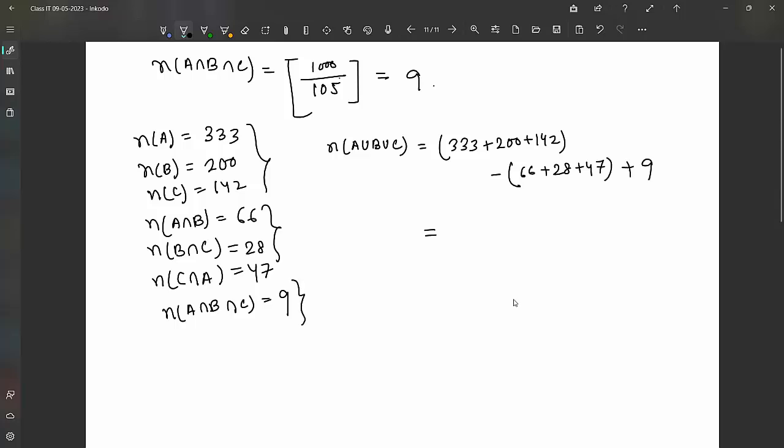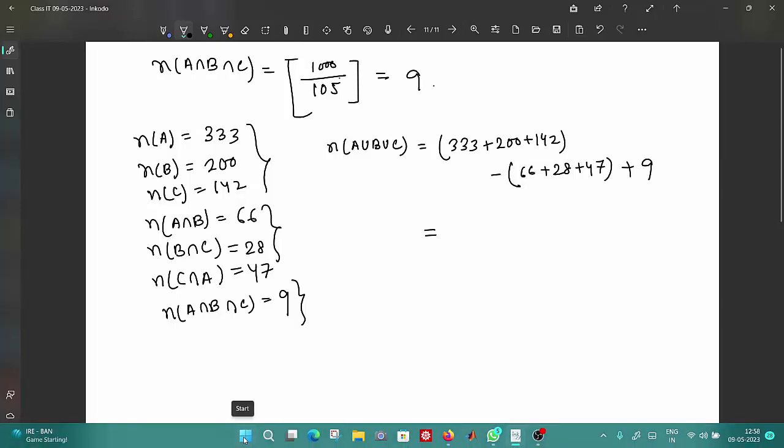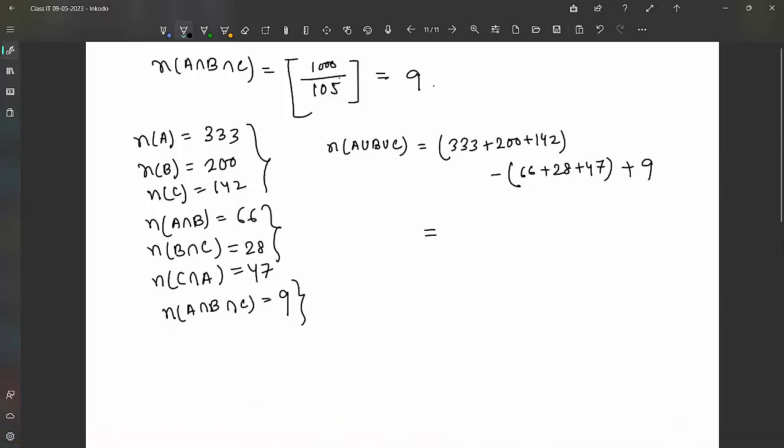Now calculate the value and tell me. Just calculate it: 333, 200, 142, plus 9, minus this value. 543. Okay. So that means this is N of A union B union C.